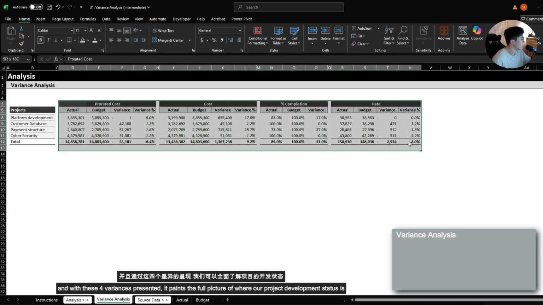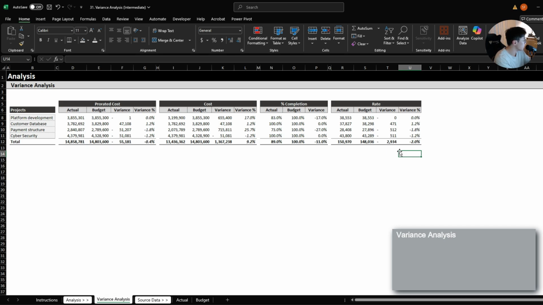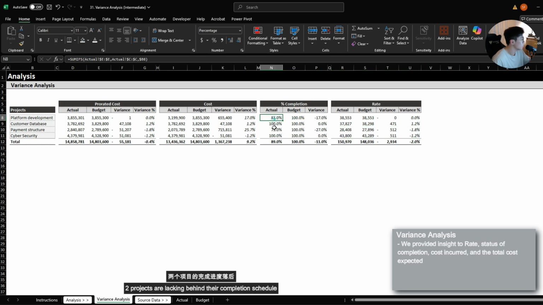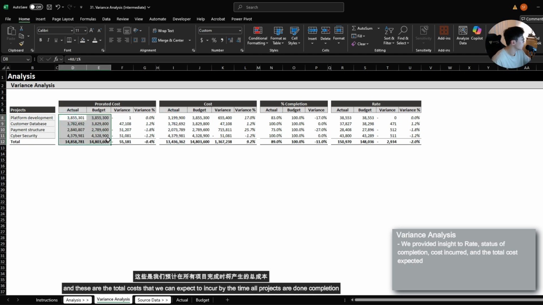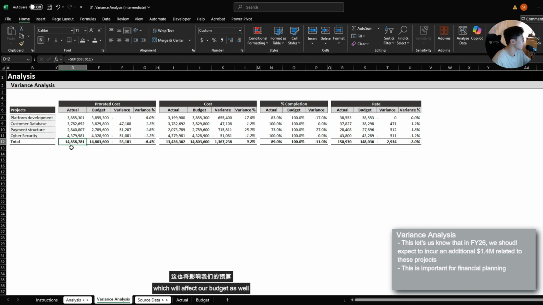And with these four variances presented, it paints the full picture of where our project development status is. We know that our cost management for the last two projects is not as good. Two projects are lagging behind their completion schedule. These are the total costs that we've incurred so far, and these are the total costs that we can expect to incur by the time all projects are done completion. So although we've only incurred about 13.5 mil, we should expect to incur about an additional 1.4 mil in the next year, which will affect our budget as well. So this is actually very useful information.